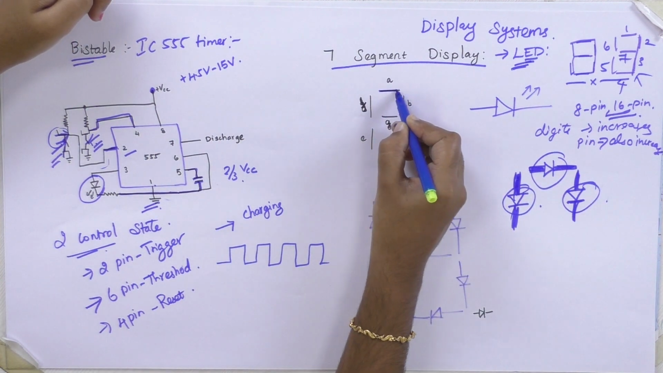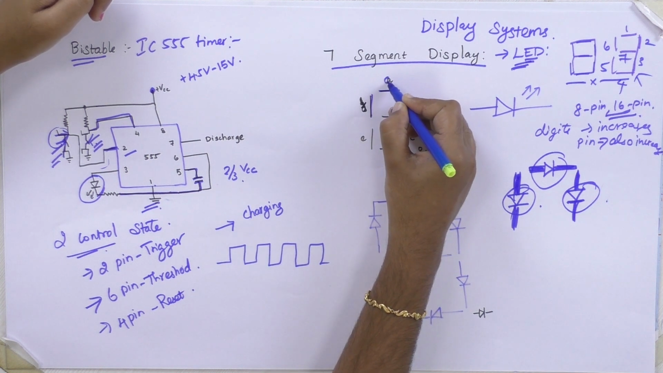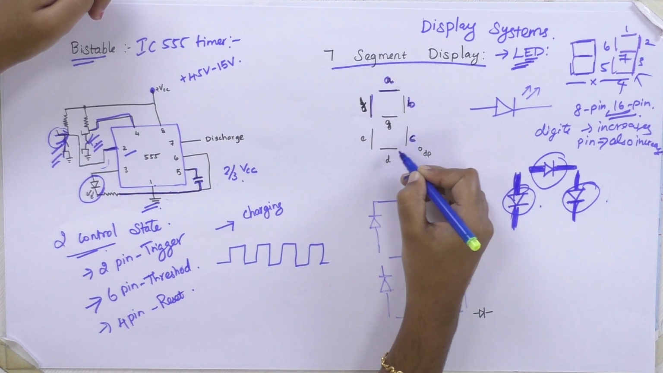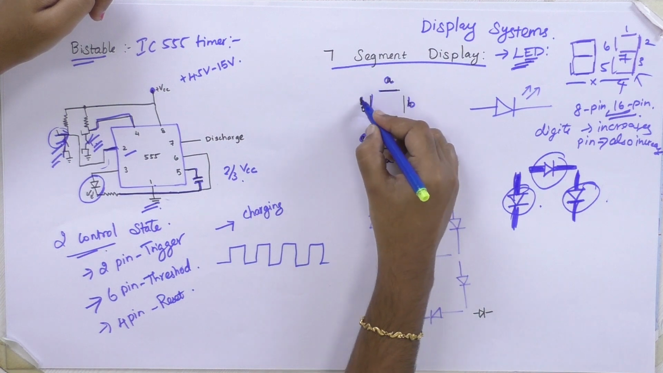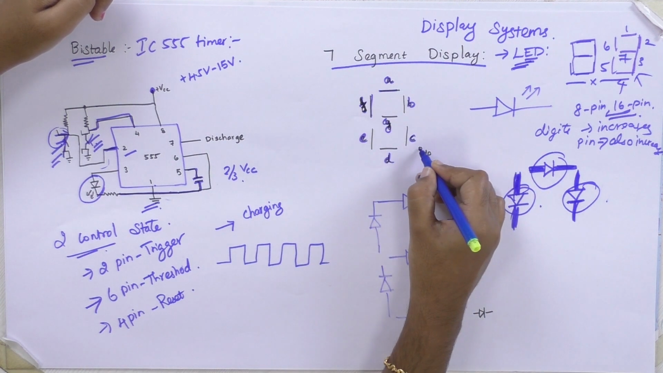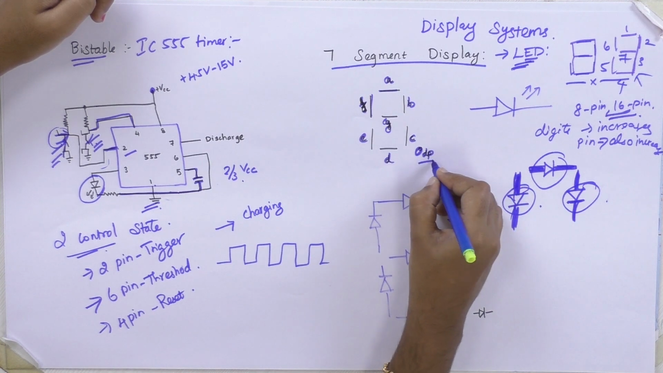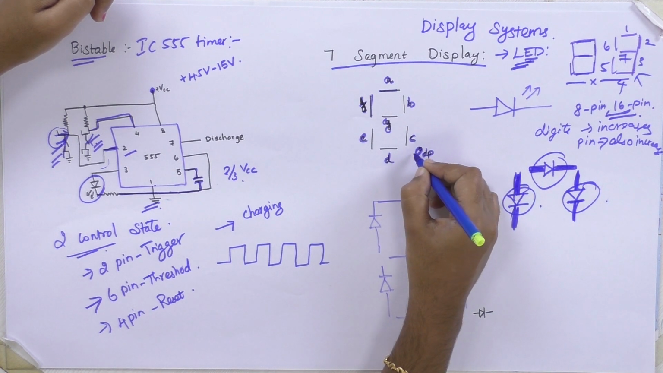Here in this normal one, we will consider the segments as A, B, C, D. Each segment is A, B, C, D, E, F and G, and there will be an additional representation, that is DP. This also has an LED.